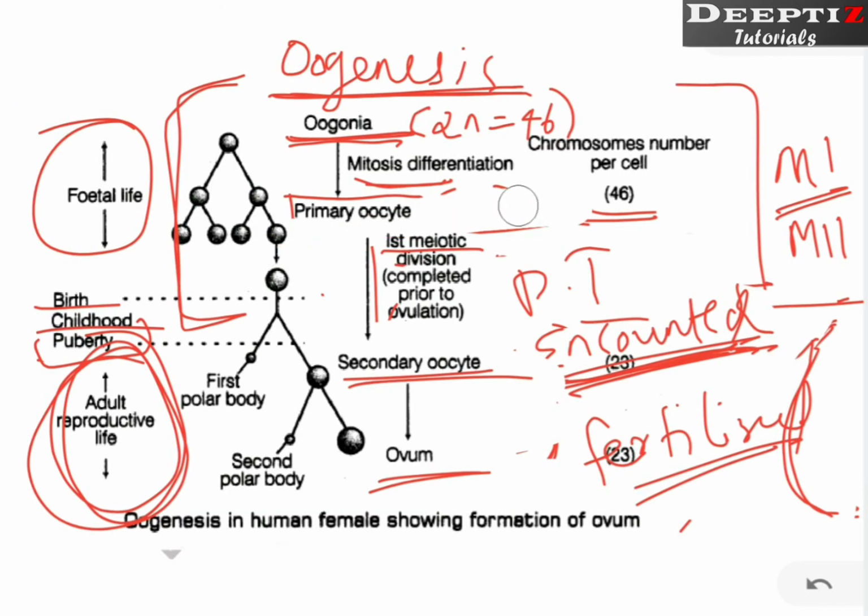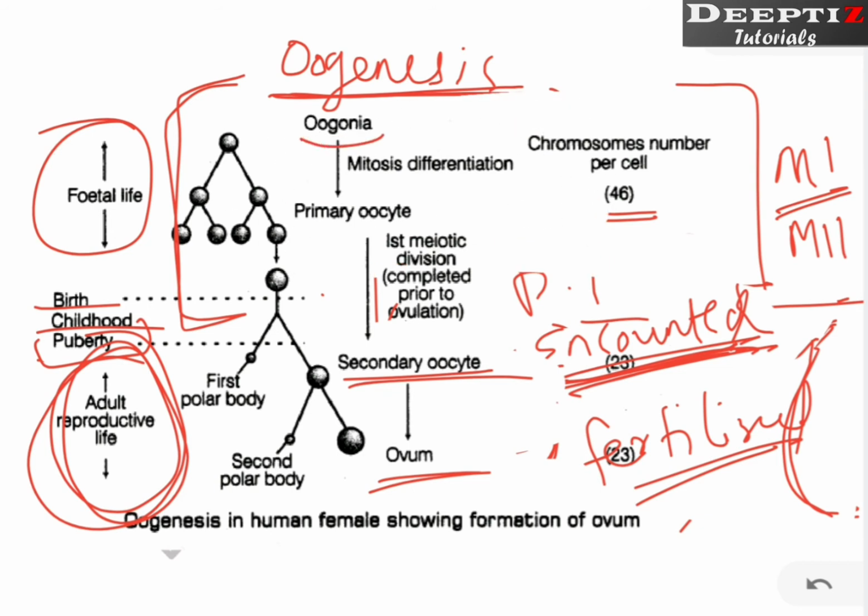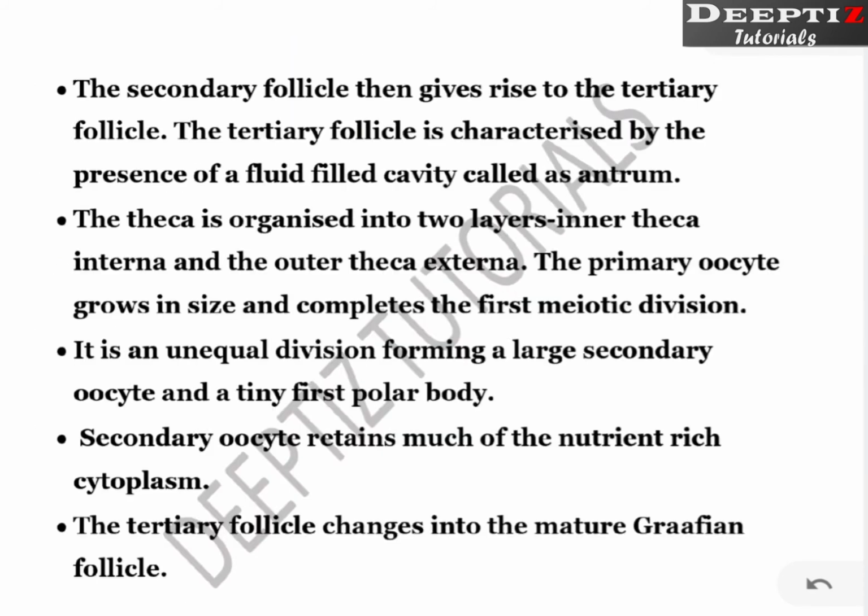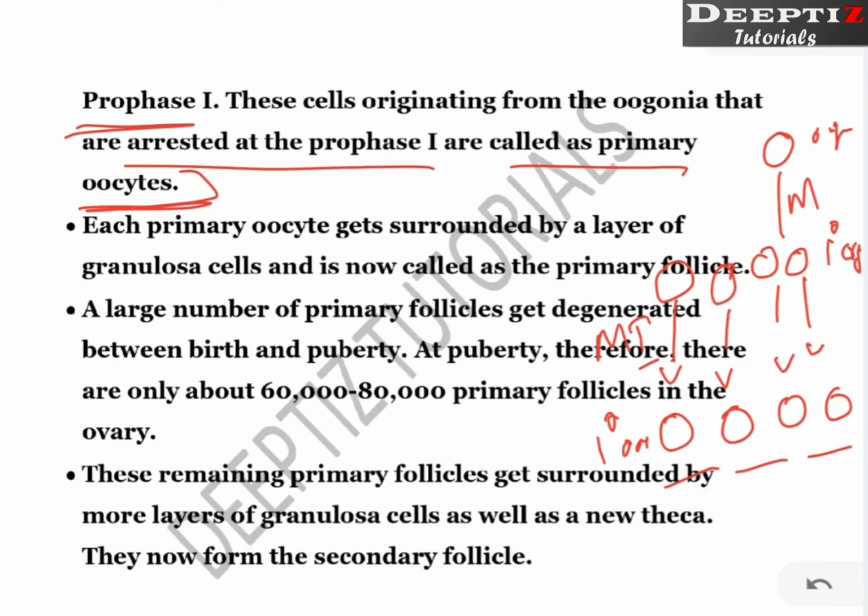See, the cells keep dividing. I told you oogonia undergo mitotic division, and you can call these new cells either oogonia or primary oocytes. But remember, even at the primary oocyte stage, the first meiotic division takes place and it gets arrested at which phase? That is the prophase 1 phase, right?